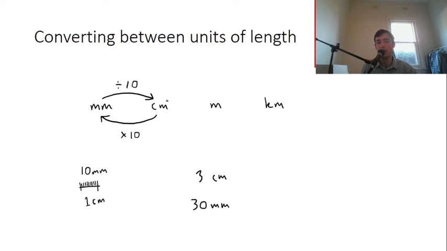Okay, now, how many centimeters are in a meter? Well, cent is the start of century. It's the start of centipede. There's 100 cents in a dollar, 100 legs on a centipede, 100 years in a century. So there's something to do with the number 100.